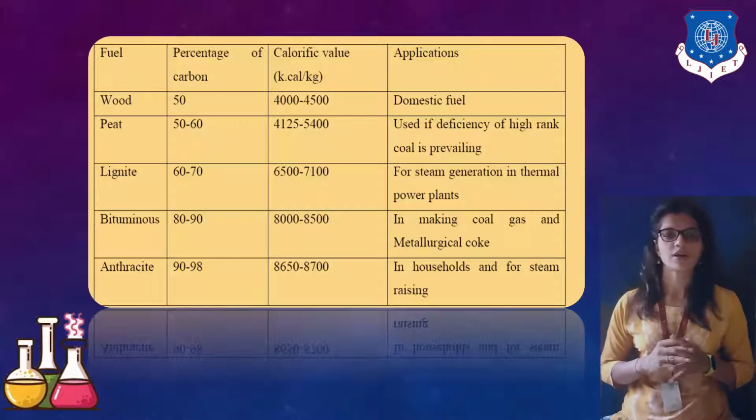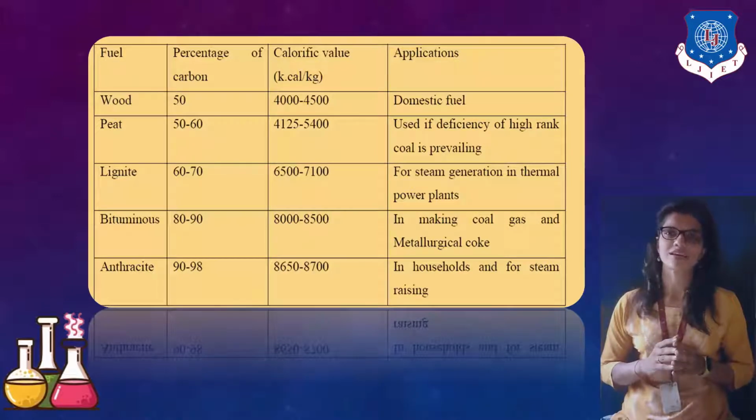Here we have four different columns available. The first column is fuel. The second column is percentage of carbon: how much percentage of carbon is present in that particular kind of fuel. The third one is calorific value, which will be given in kilocalorie per kg. And the last one is applications. So we have four different columns, and we will get the information about them one by one.